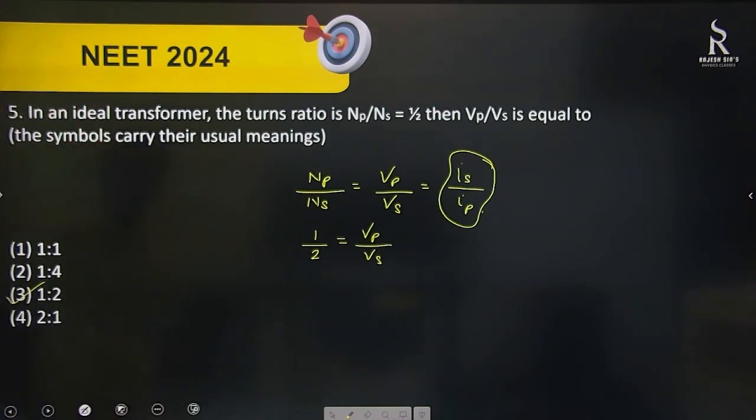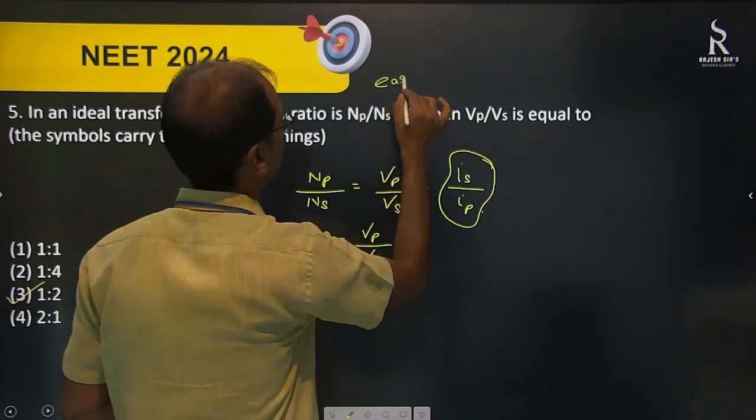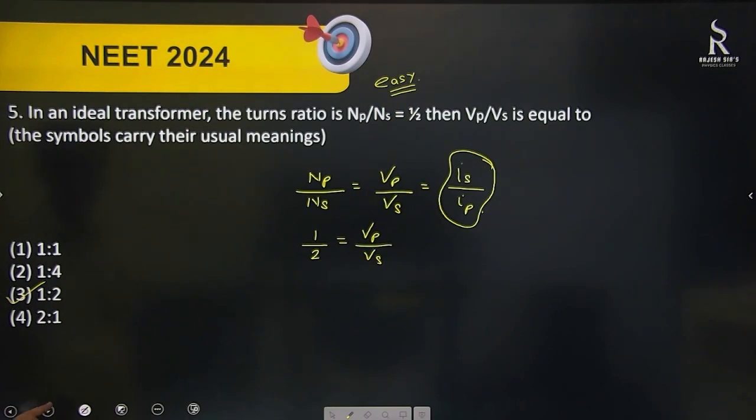Again, what type of question is this? Easy. Direct formula based. Okay. Let's go to the next one now.